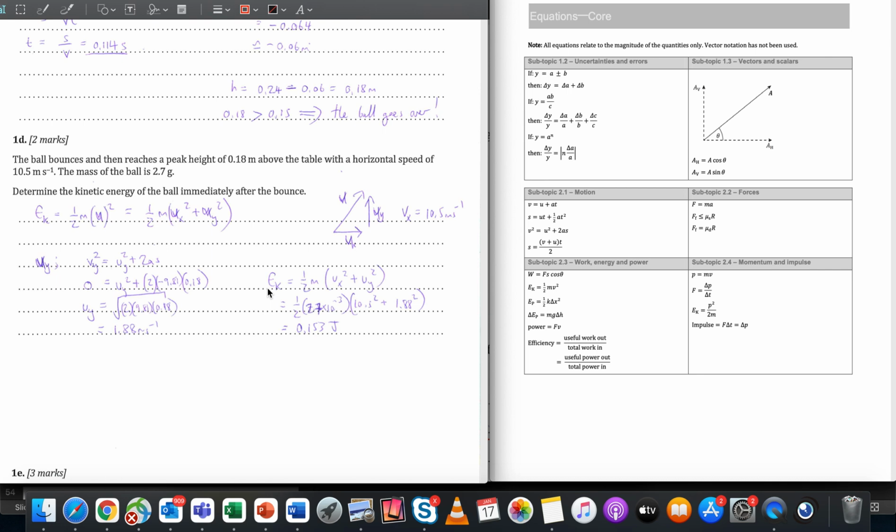We then use energy conservation using gravitational potential energy as well. Okay, key idea here is that this is a really difficult question, and you get no marks simply for writing half mv squared. You must remember that it actually has two components, the x direction and the y direction.